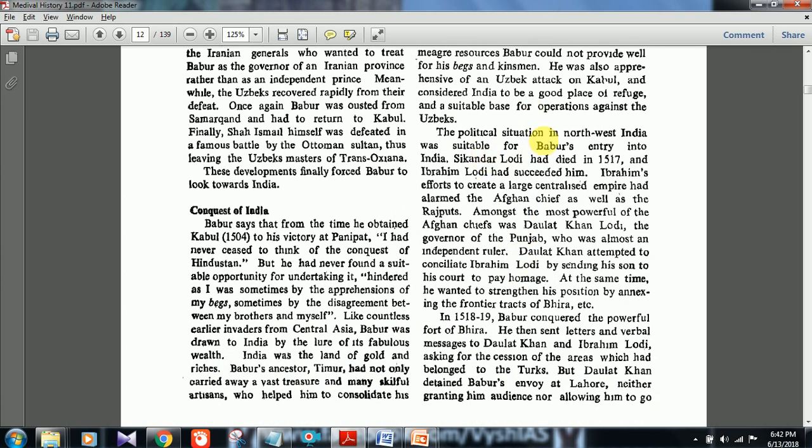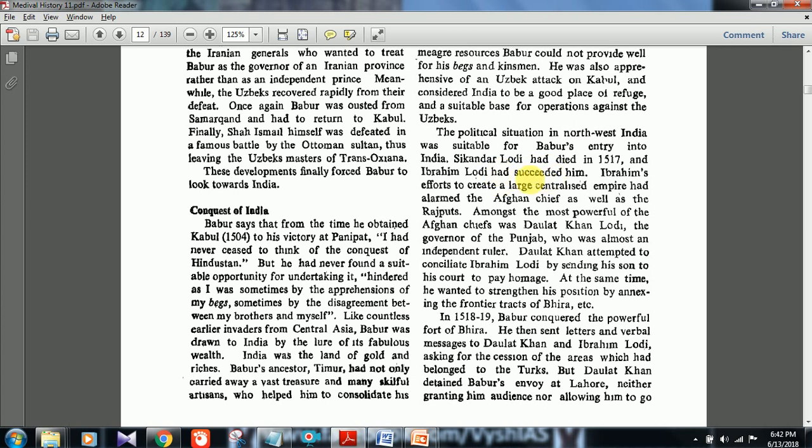The political situation in northwest India was suitable for Babur's entry into India. Sikandar Lodi had died in 1517. You know the Lodi dynasty was there. The Delhi Sultanate we learned already, and it was covered in order in my MCQs also. So we had the slave dynasty, then Khilji, then Tughlaq, then Sayyid dynasty, and then Lodi dynasty. That was the order. In 1517 Sikandar Lodi died and Ibrahim Lodi succeeded. Ibrahim Lodi was the last Lodi ruler, whom Babur will defeat later.